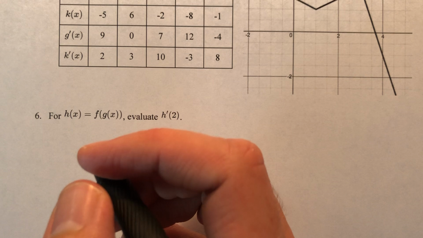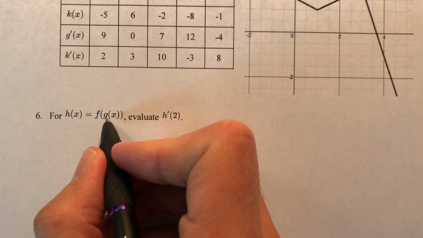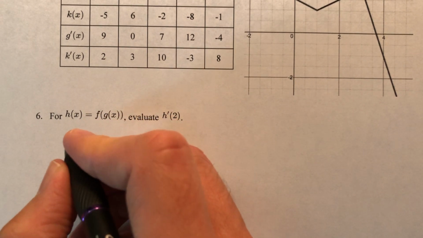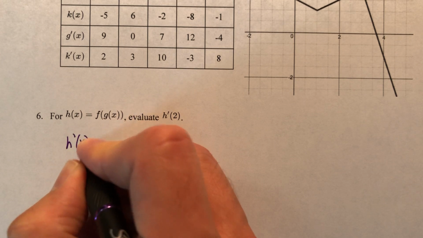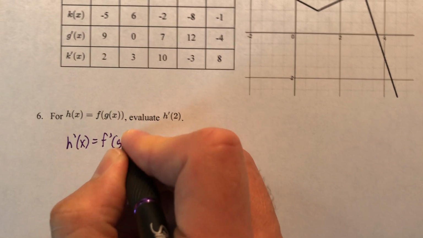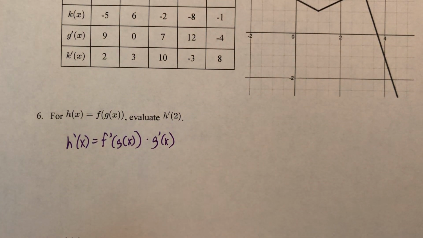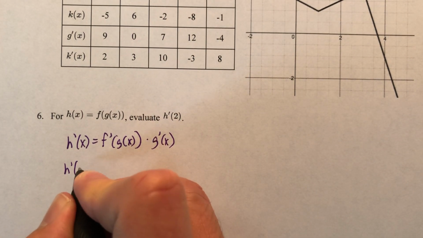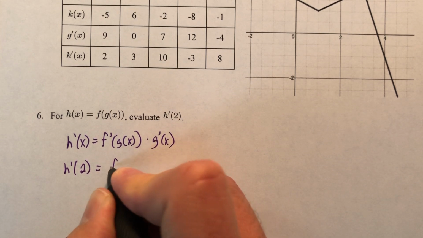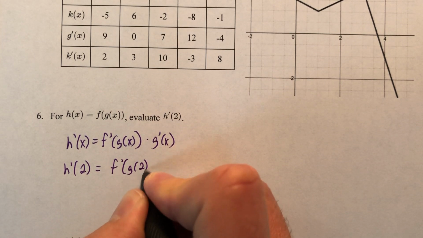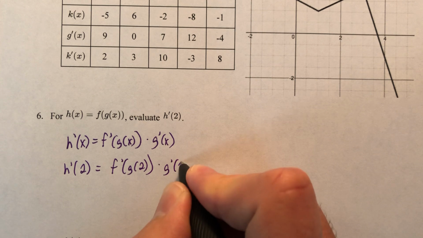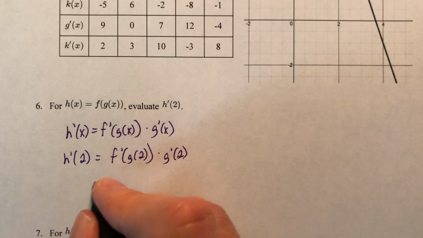And in this case, the inner function is g, the outer function is f. It's everything we've just done. So h prime is equal to f prime of g of x times g prime of x. There we go, not so bad. And h prime of 2 is f prime of g of 2 times g prime of 2. Okay, fantastic. Let's keep going.